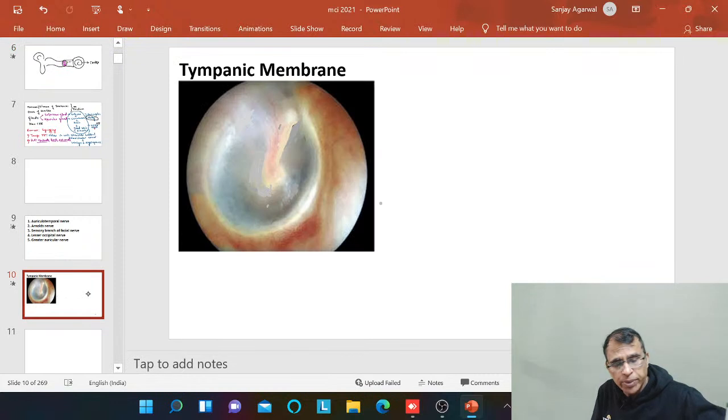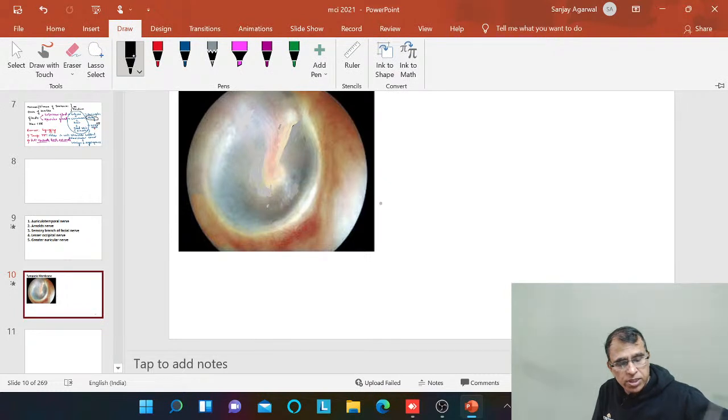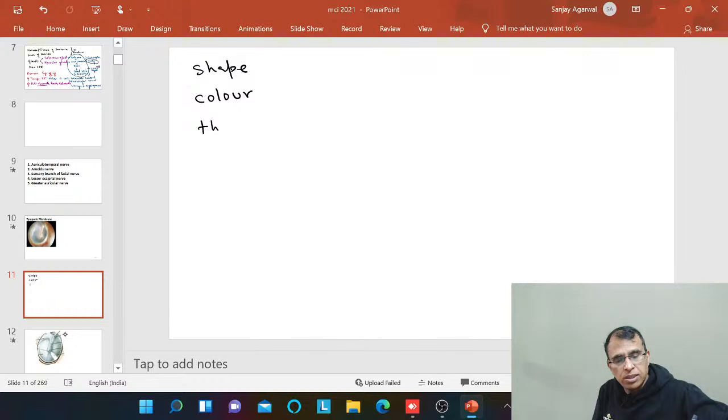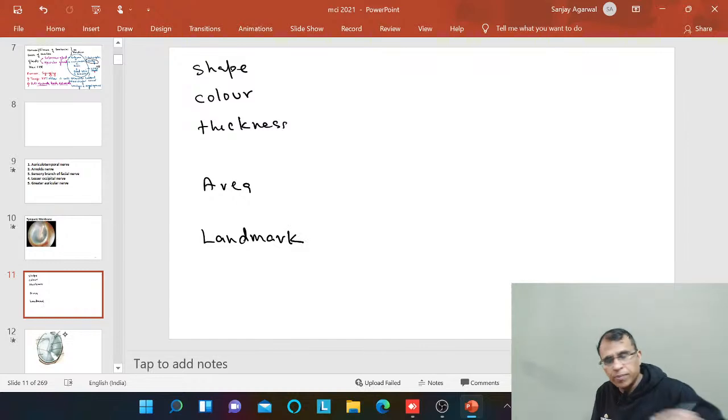And this is how a tympanic membrane looks like. So what are the questions they ask you about tympanic membrane? They ask you the shape, the color, the thickness, area, and landmark. These are the five very common questions about tympanic membrane that you have to know. And then after this, we'll talk about few more points. What is the shape? The shape is oval.